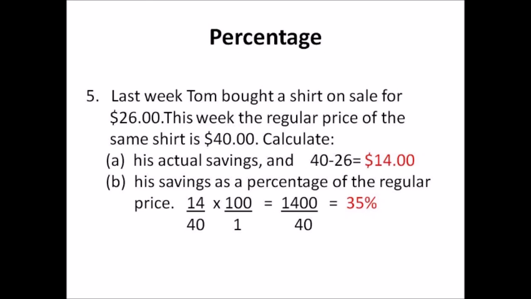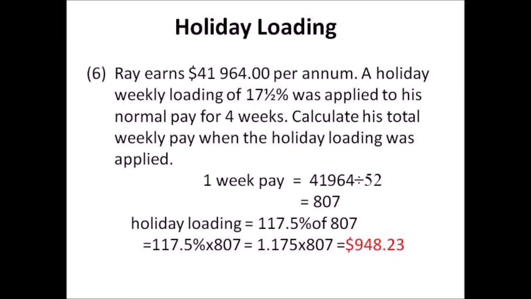Okay, holiday loading. For this one, it worked out to be for the week. Remember, they wanted it for the week. So you divide it by 52 weeks in the year, and you get 807, and then calculate 170.5% of 807, $948.23. That's the working, that's what you would get at the end when you use your calculator and work it out, when you apply the holiday loading. And I showed you how I did it.